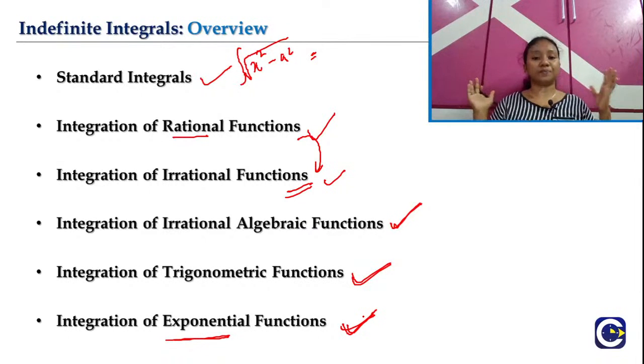Overall, in today's session, we are going to discuss the integration of irrational, trigonometric as well as exponential functions. Along with that, for each method, we are going to solve questions correspondingly.